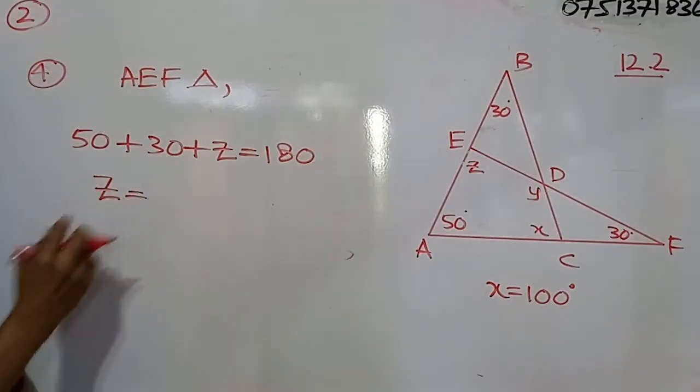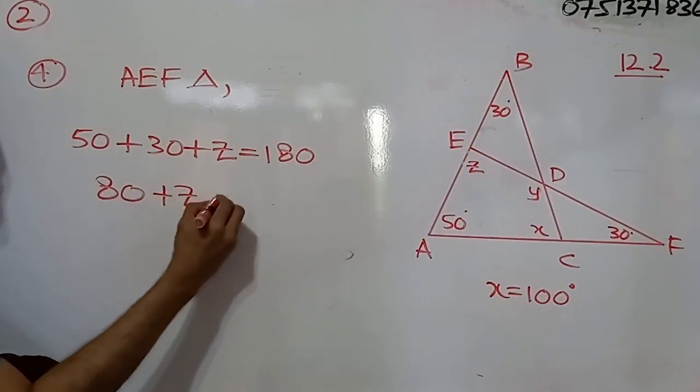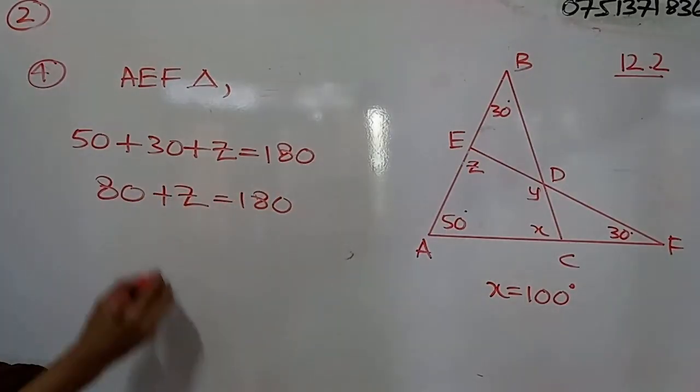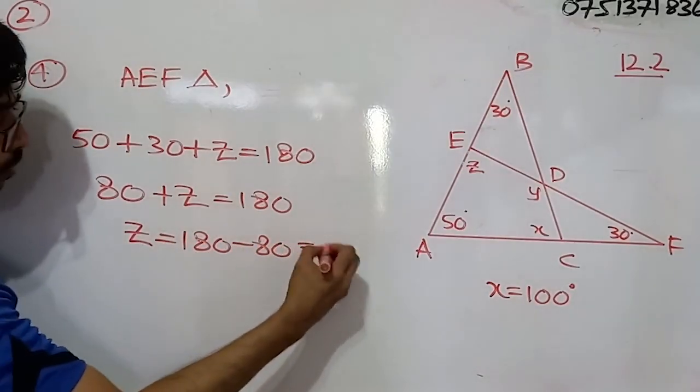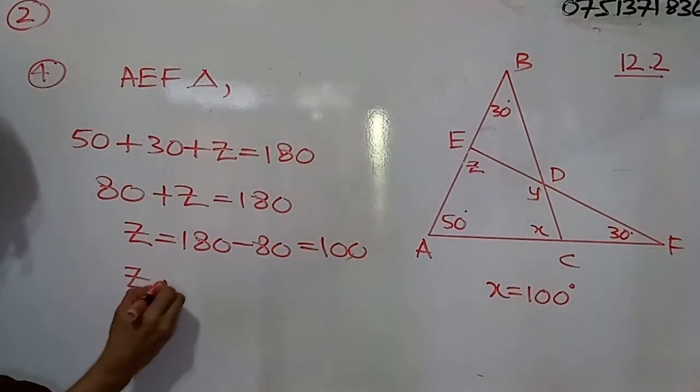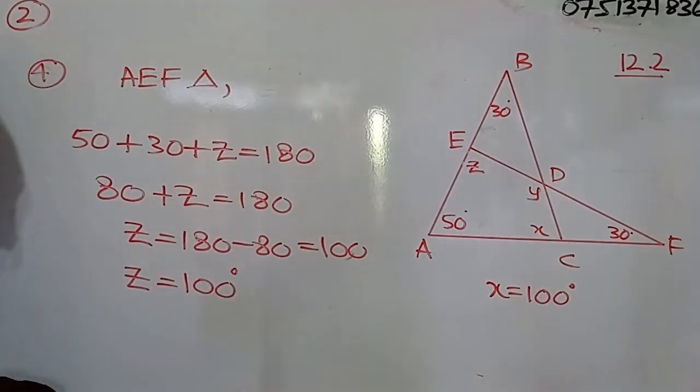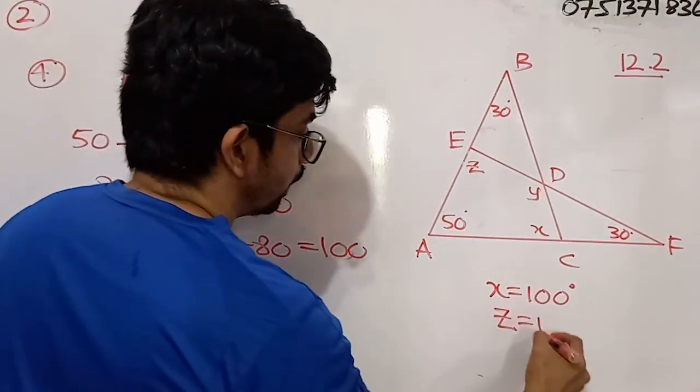50 plus 30, that is 80. 80 plus Z is equal to 180. So Z is equal to 180 minus 80, so we will get 100. So Z is 100 degrees. Z is also 100 degrees, right?